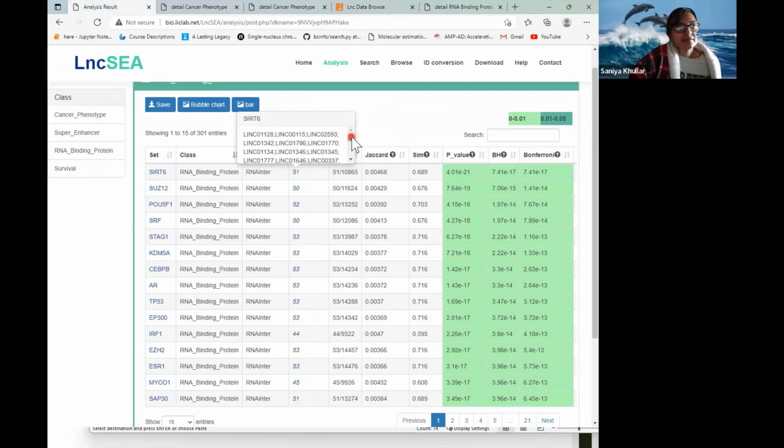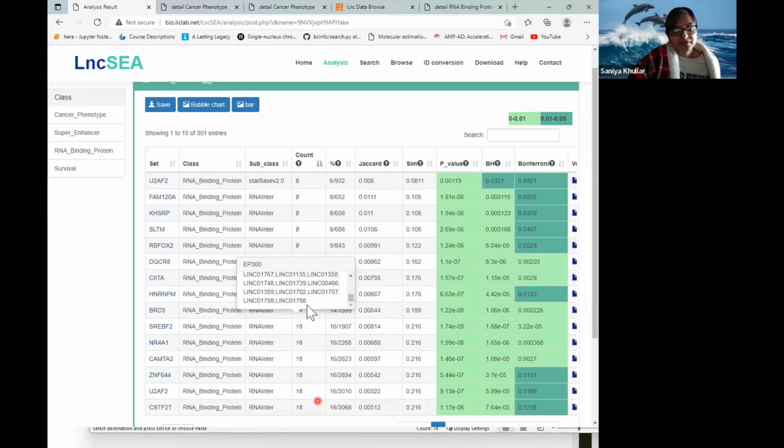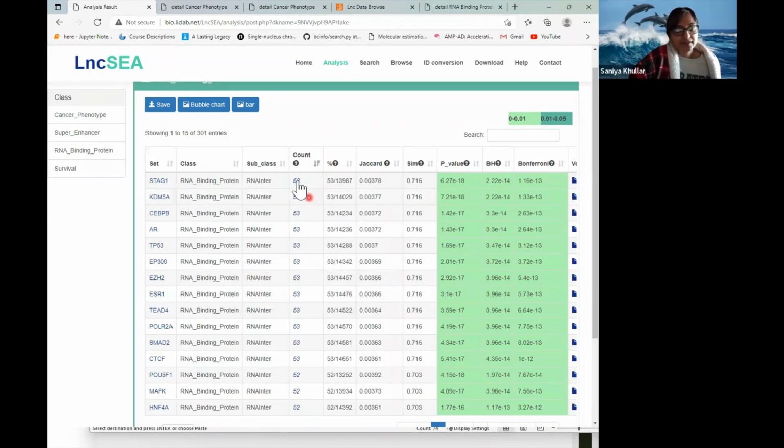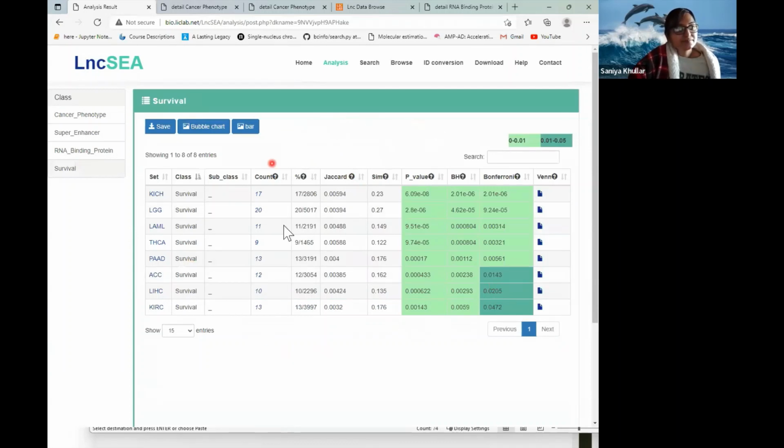And if you click this number, you can also see the lncRNAs that are associated with this enrichment class here of SIRT6, which ones are involved here. Like for this EP300, which I think is another transcription factor that's key, you can see the 53 that are in common. And of course, you can also sort by count from smallest to largest or the other way around, from largest to smallest. We could also look at the survival one here too.